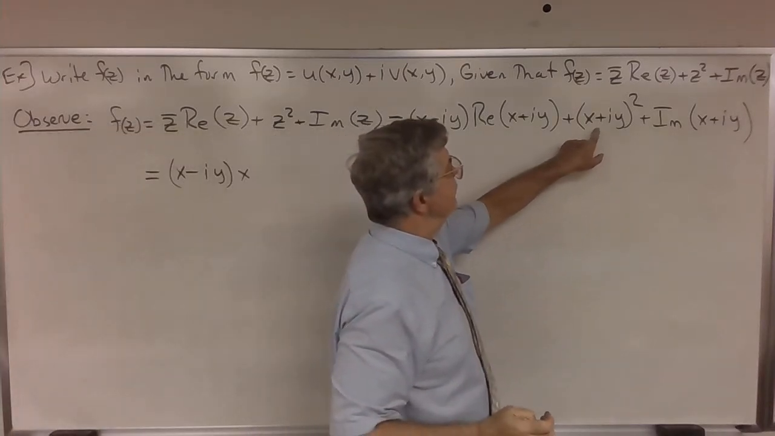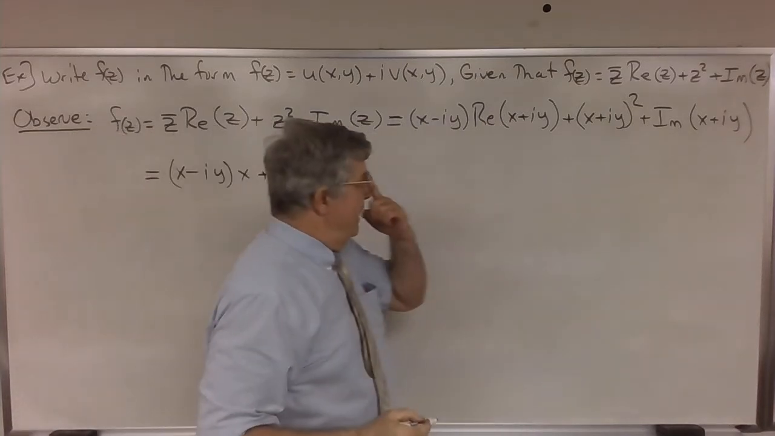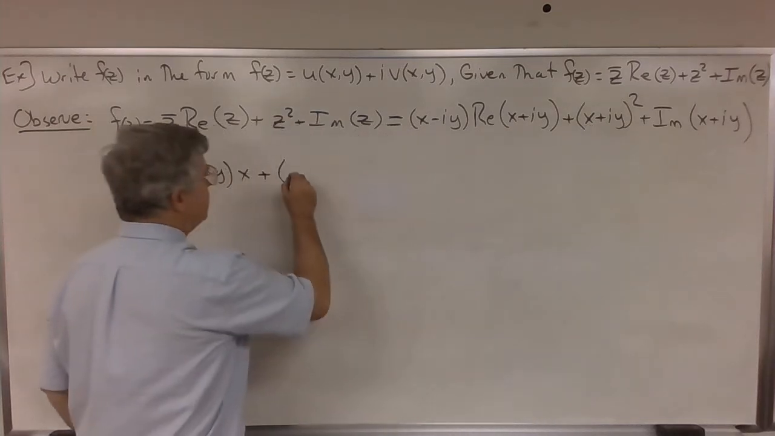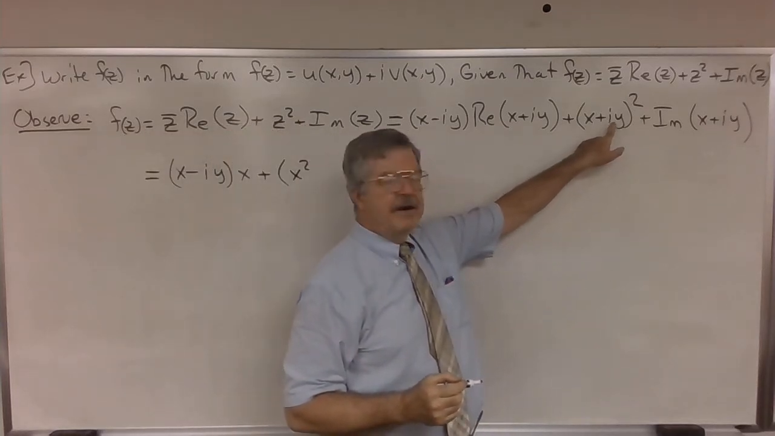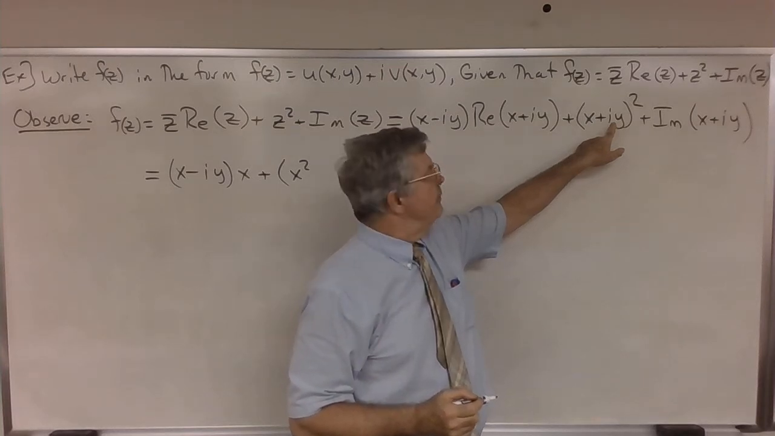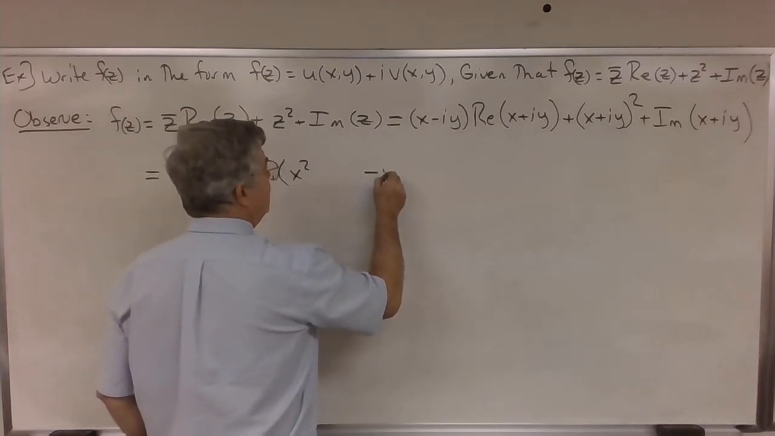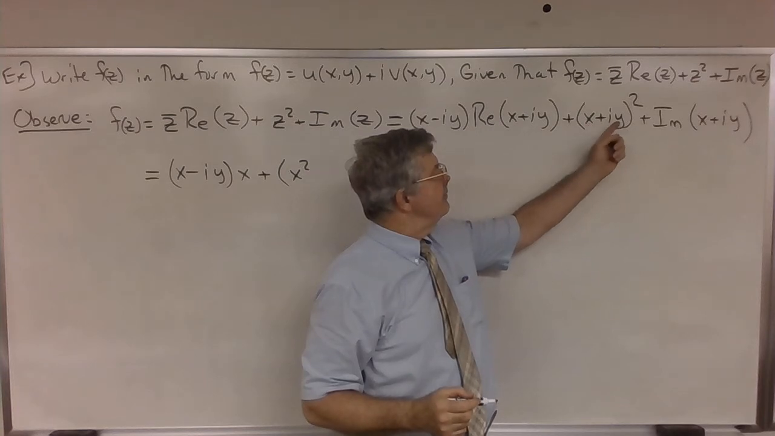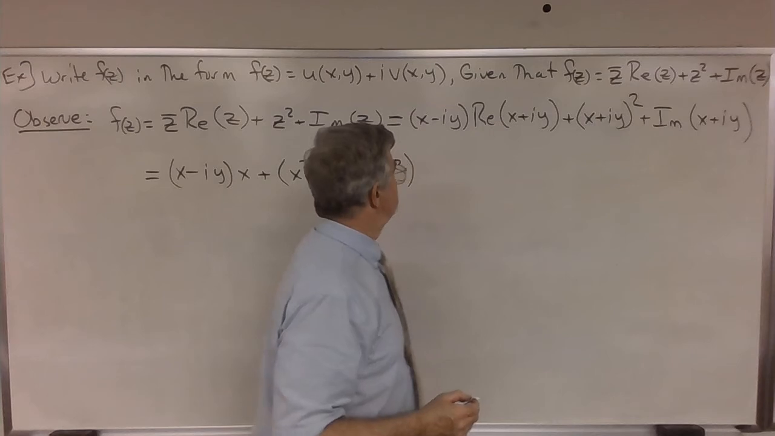And then we need to square this out. When we square a binomial, we get the first thing squared and the second thing squared. Now, if we square i, we get negative 1, so this is going to be negative y squared. And then we get 2 times the first times the second, so that's 2 times ixy.